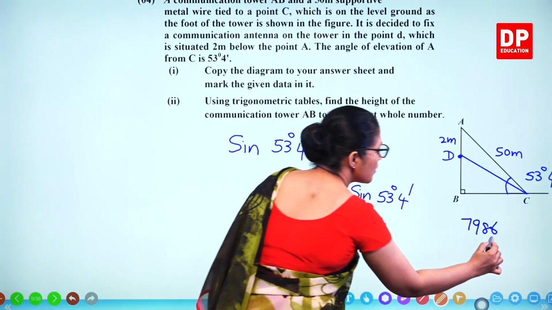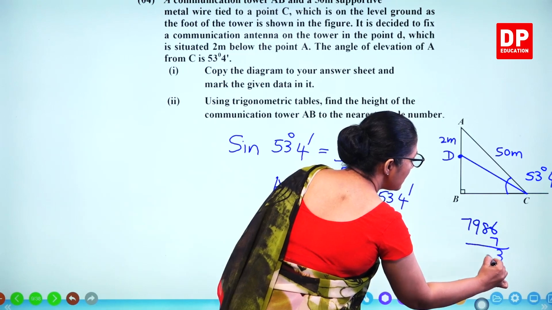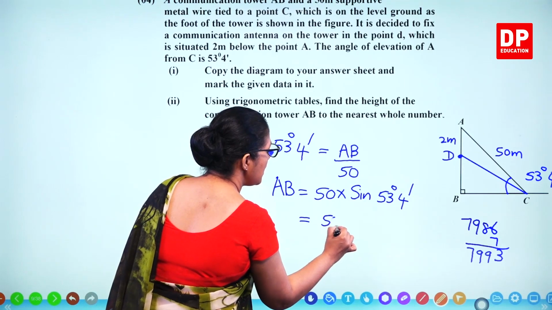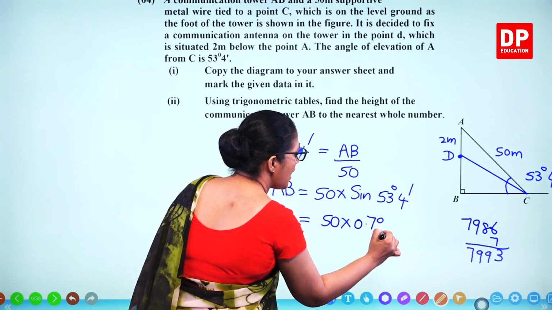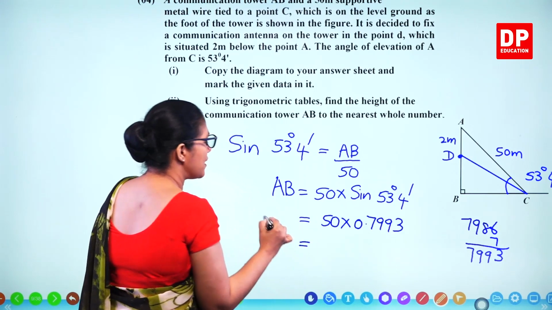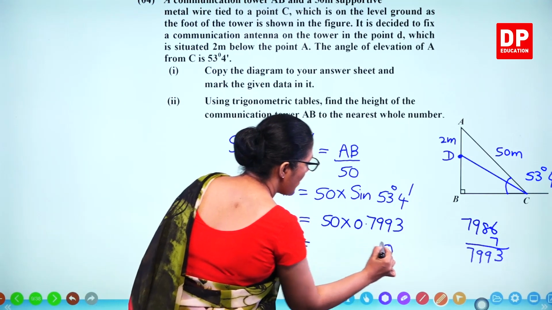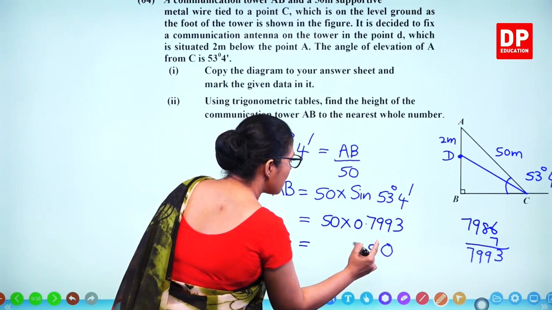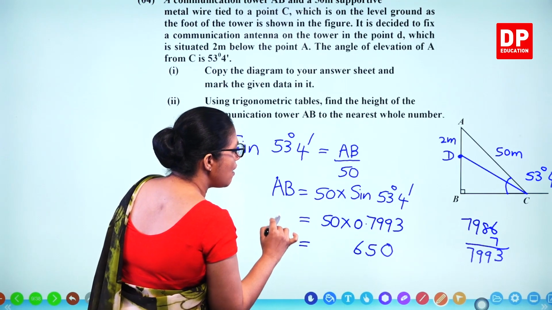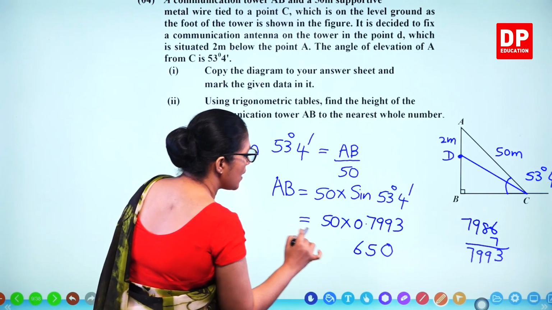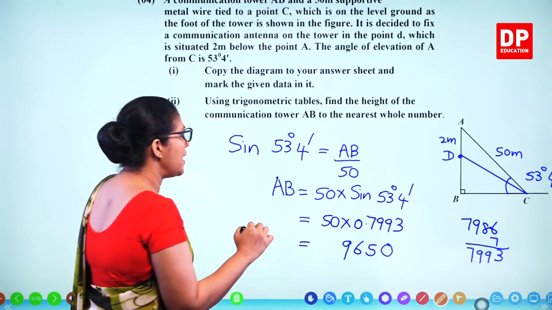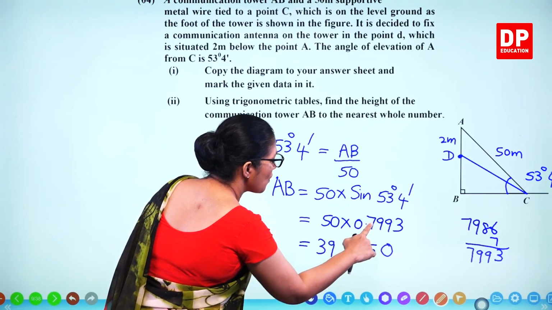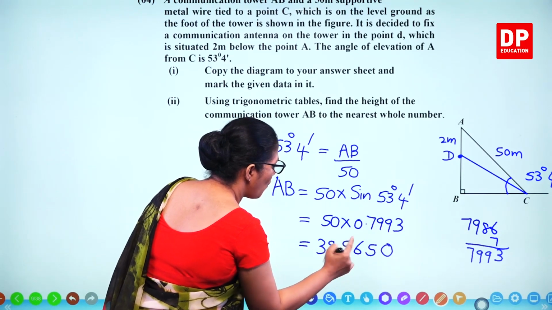86, you have to add 7 to that. 13,997. So you get 50 into 0.7993 multiplied by 5. Put 0 and multiply by 5. 5 times 3, 15. 1 remaining. 5 times 9, 45 plus 1, 46. 4 remaining. 5 times 9, 45, plus 4, 49. 4 remaining. 5 times 7, 35, plus 4, 39.